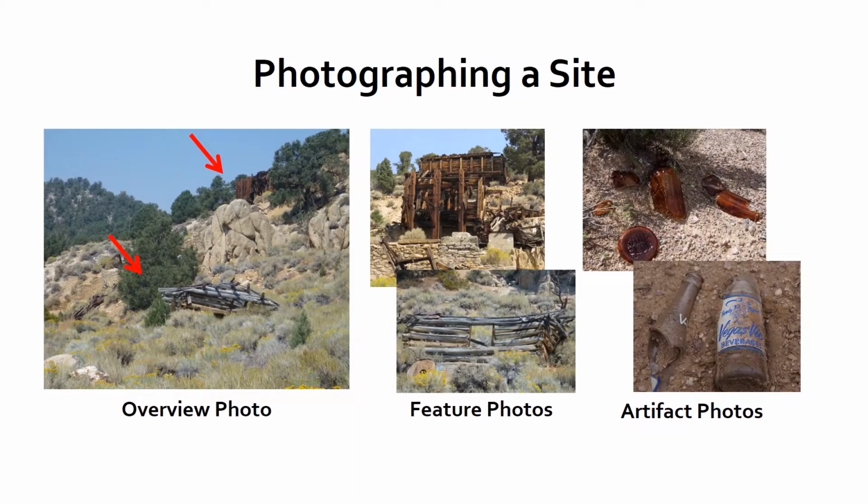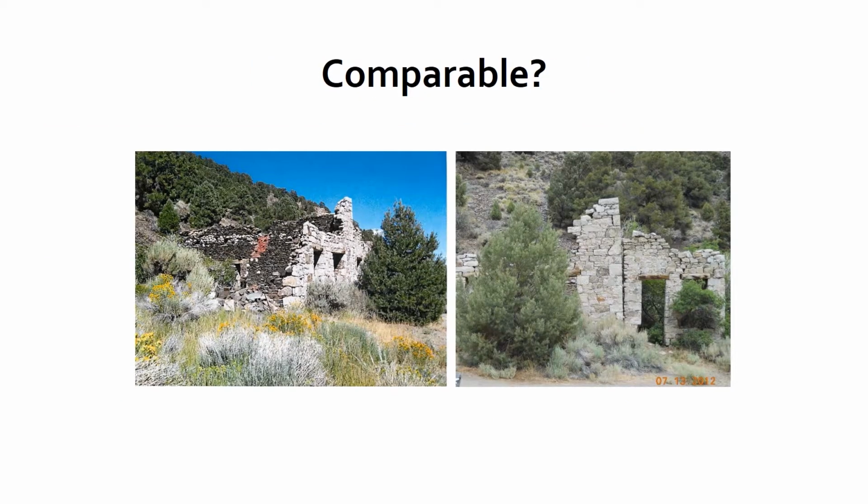There are different types of photographs that you need to take when you're at your site. Overview photographs, which show features or the site in relationship to the landscape. Feature photos, which are bigger photos of objects, rock panels, structures like in this photograph. And artifact photos, which are close-up photos of an actual artifact. The important thing to remember is that these photos are going to tell the story of the site over time.